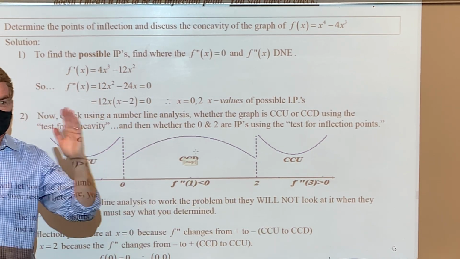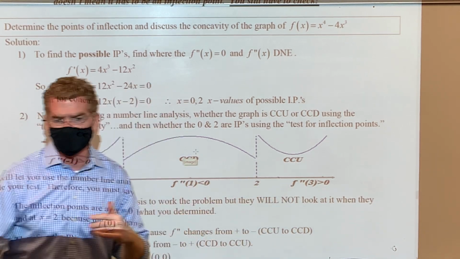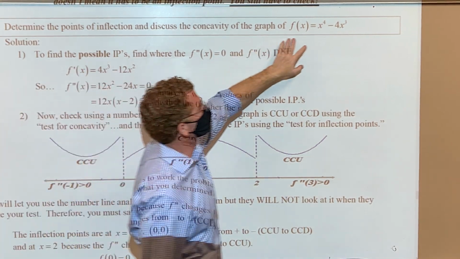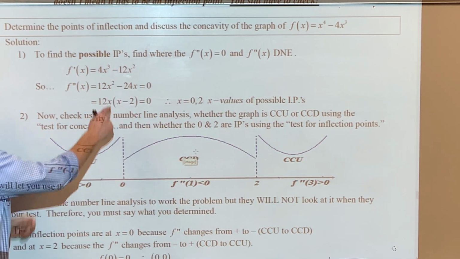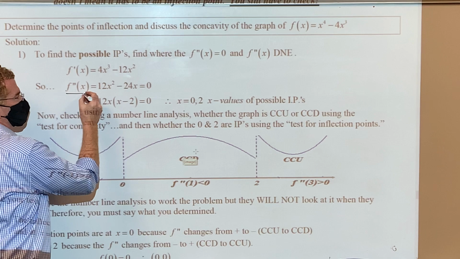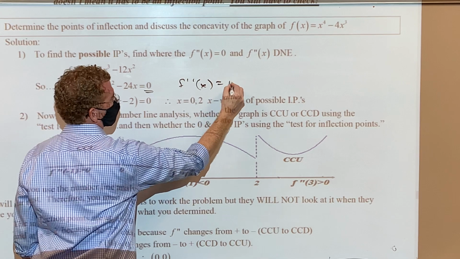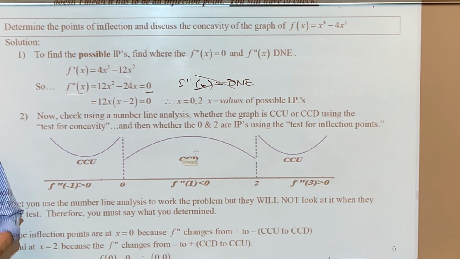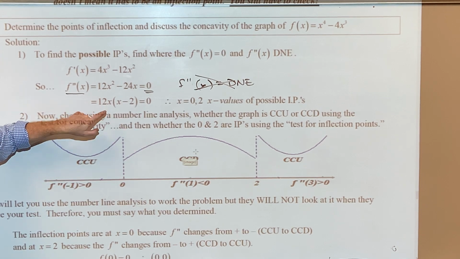So how do I find possible inflection points? Not where the first derivative is 0 or undefined, but where the second derivative is. So I'm going to take the first derivative of this function, which gives me 4x cubed minus 12x squared. That gets me to there. And then I'm going to take the second derivative of the function, which gives me 12x squared minus 24x. And I'm going to find out where the second derivative is 0 or where the second derivative is undefined. But I don't have to worry about it here because there's no denominator for me to worry about. All right? So where is that equal to 0? I factor out 12x, 0 and 2.